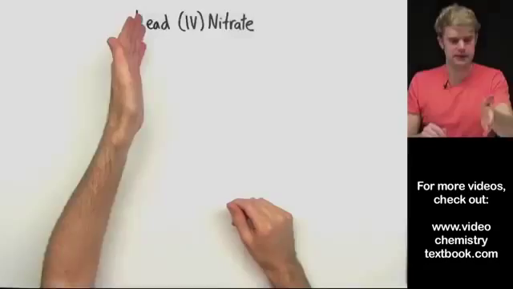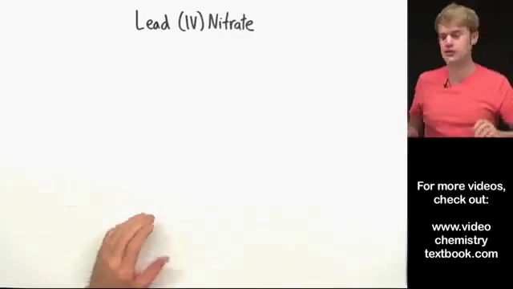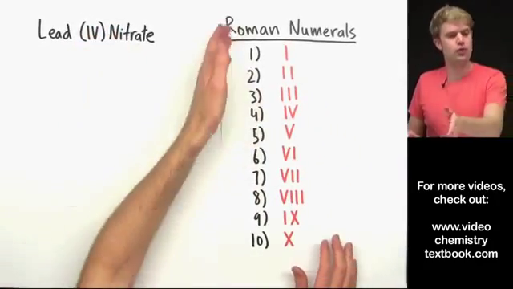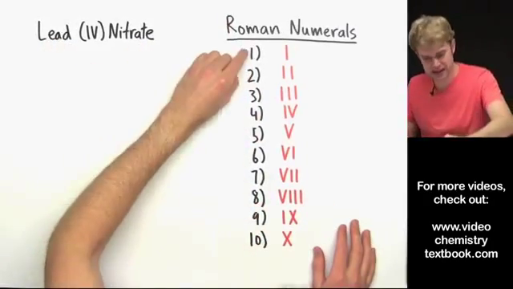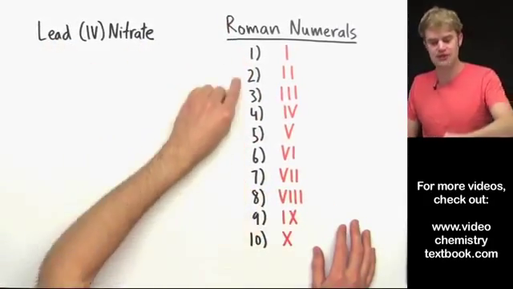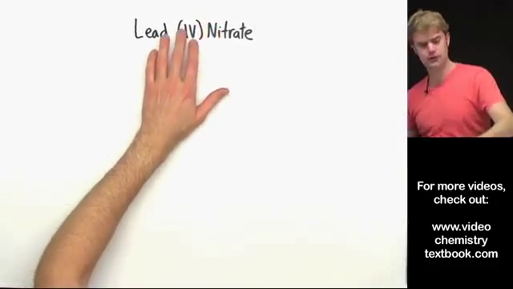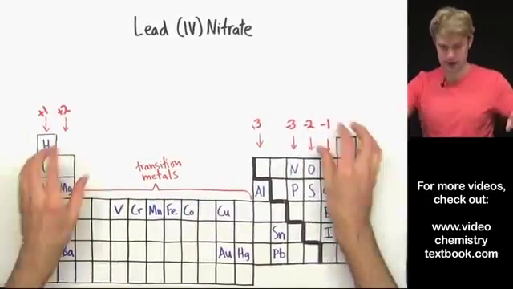Let's do one more. Lead 4 nitrate. So this Roman numeral IV here is a Roman numeral for 4. Believe it or not, it's important to know the Roman numerals in order to deal with transition metals. So you want to make sure you learn these at least 1 through 7, which are the most common. Now, to write the formula for lead 4 nitrate, we'll figure out the charge of both of these ions.